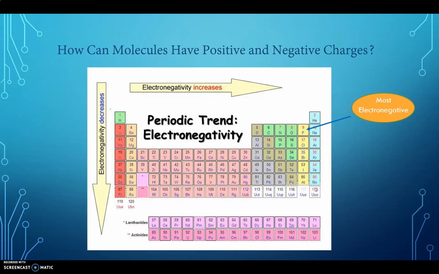It's the farthest to the right and the farthest to the top if we ignore the noble gases. And of course, we do ignore the noble gases because they don't want electrons at all. They have no interest in getting electrons. And of course, the least electronegative element would be in the opposite corner. Francium is the farthest to the left and the farthest to the bottom, making it the least electronegative element.